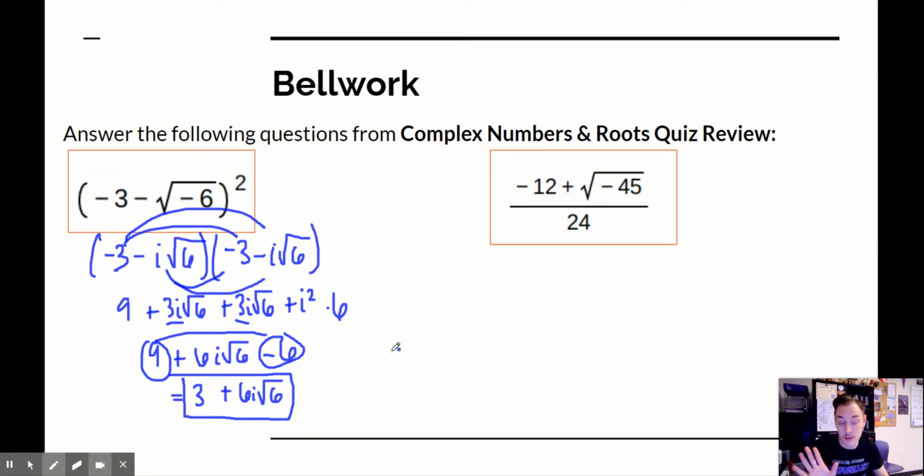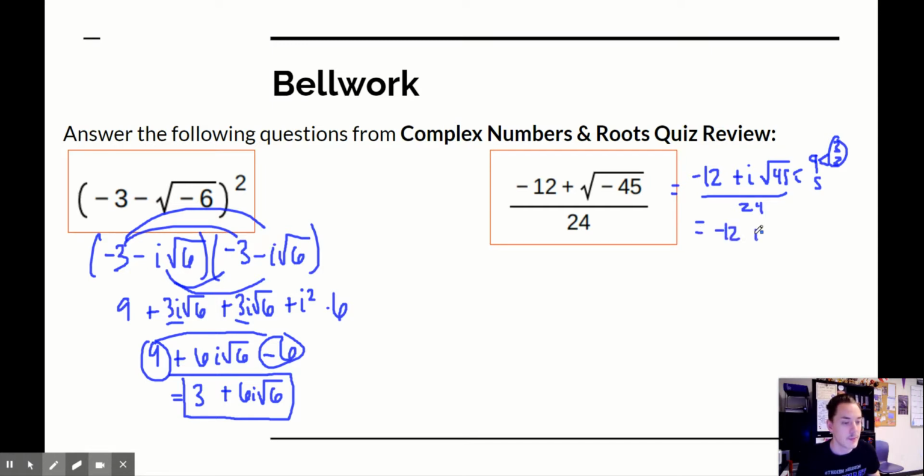Okay, that's review. Good stuff. All right, right here, it is technically still review, so I'm going to fly through it. So this is plus i radical 45. This is 9 times 5. This is 3 and 3. So this is all over 24. So this equals negative 12 plus 3i radical 5 all over 24.